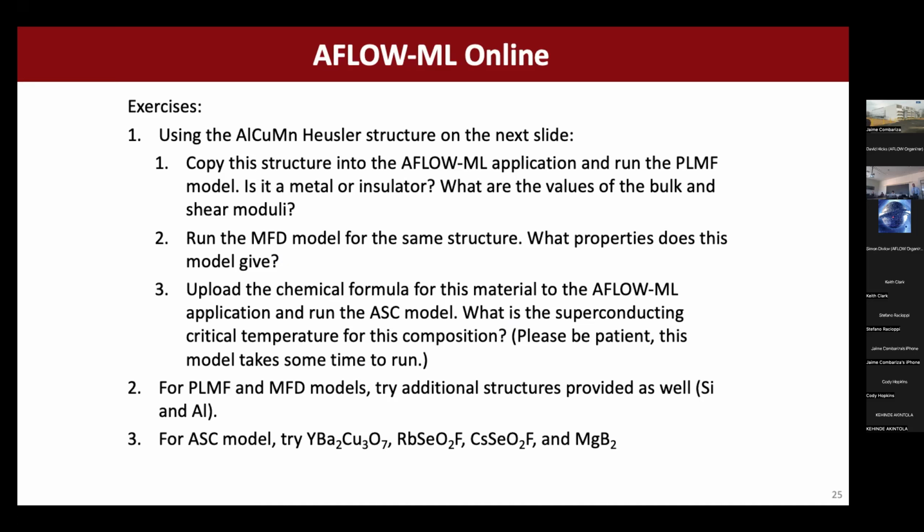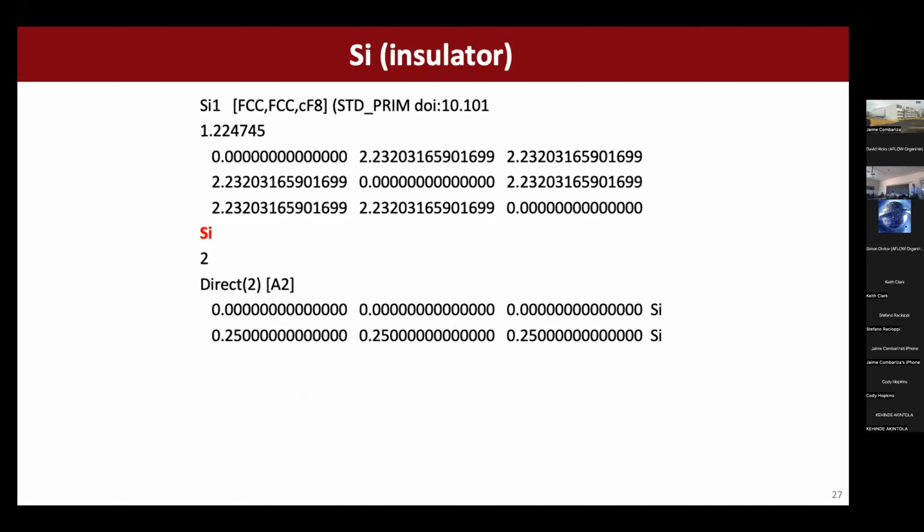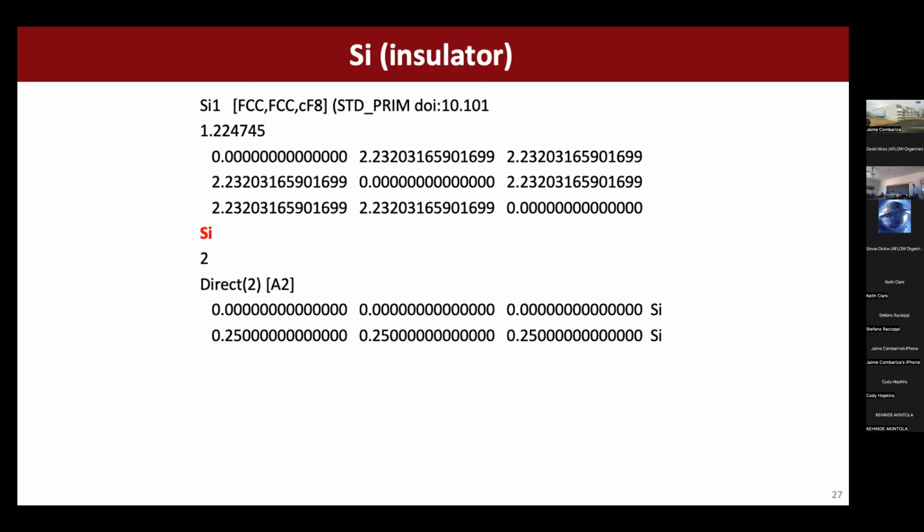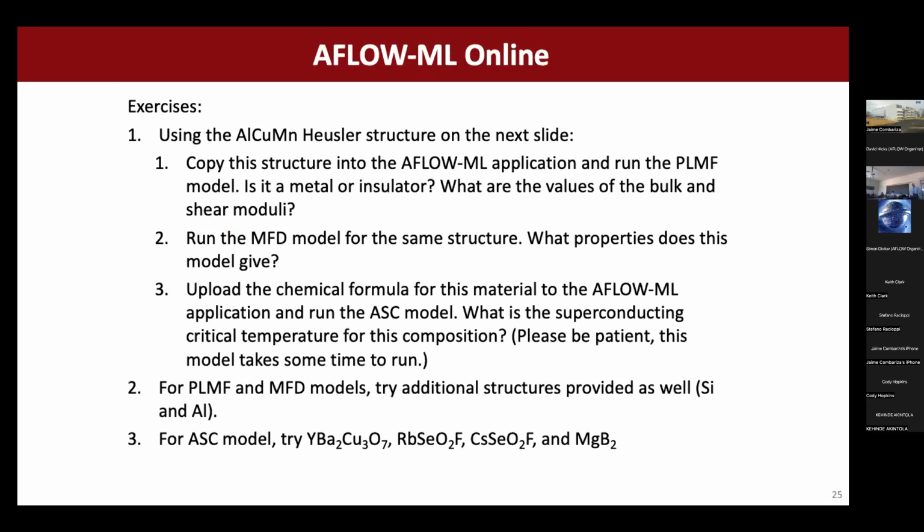And I say you've got to be patient here. I also give you some additional structures to run with the PLMF and the MFD models. One that we know from experiment is an insulator, silicon. And then I also give you FCC aluminum, which we know is a metal. So you can test and see how well the model does there. For the ASC model, I'll give you some other compounds to try, so you can plug in these compositions and try the module. But otherwise, I'll give you about 4 or 5 minutes to run through yourselves, and we'll come back together and go through the examples.